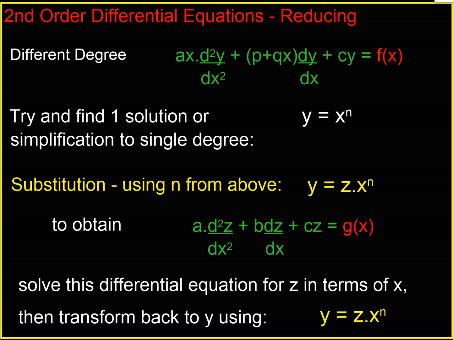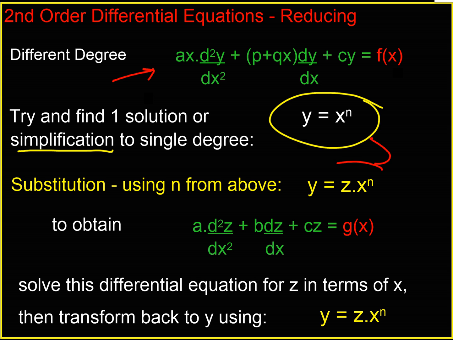So let's just summarize then, so you can take notes. Pause the video, take a note of what I've got here on my summary. I can take an equation with lots of different degrees in it. I can try and find a solution in terms of y equals x to the n, or a simplification, where I get rid of some terms by picking the right value of n. If I can find some values of n that work, then I can use that as the basis of a substitution, y equals z times x to the n, and use that to simplify my second order differential equation to a nice, well-behaved differential equation.